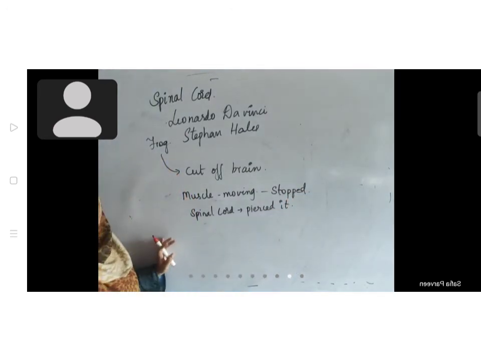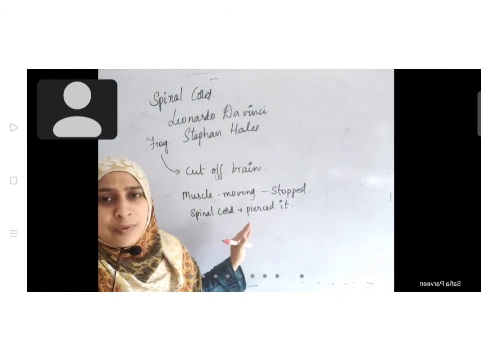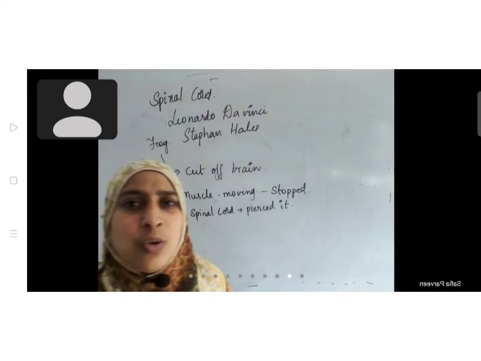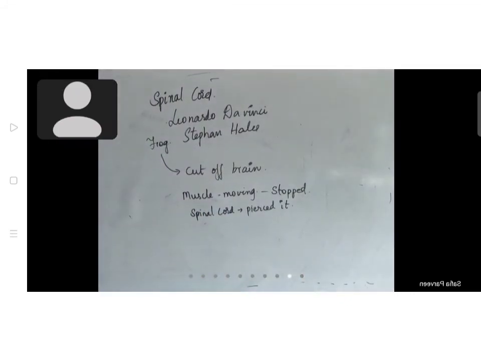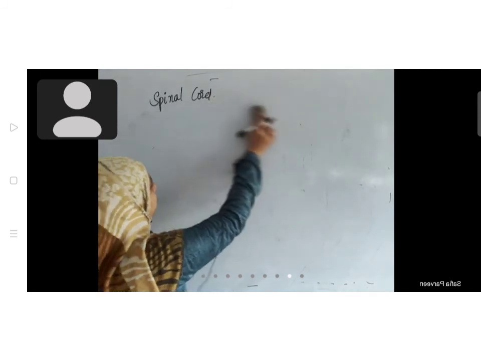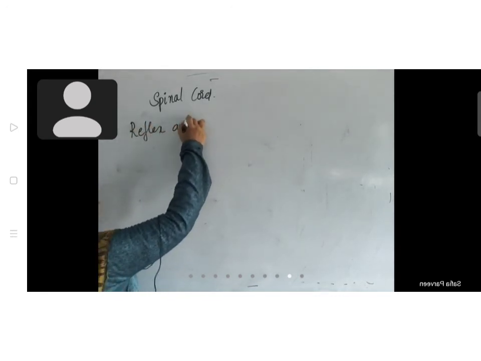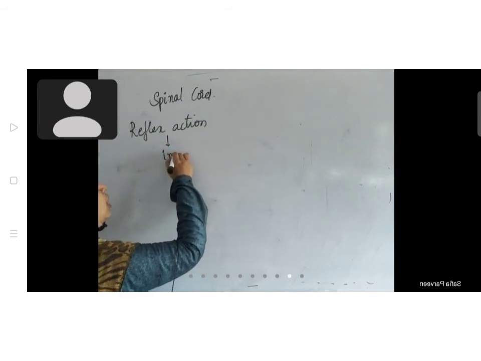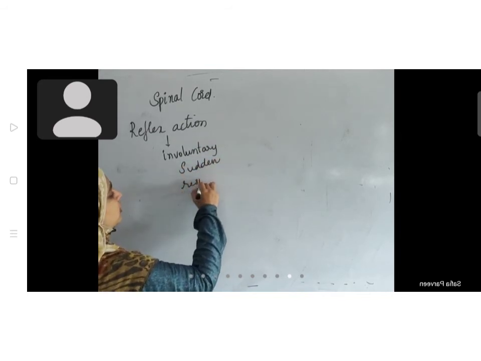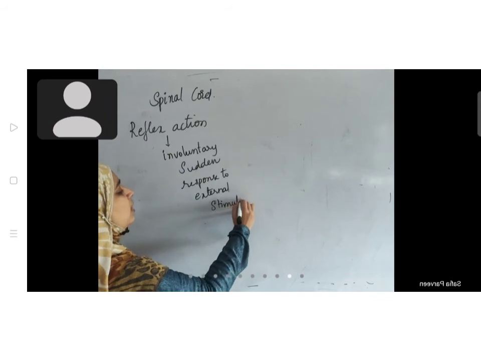So what they understood is that all our body functions are not under control of the brain. There are certain functions which are under control of only the spinal cord, where the brain is not involved. Such type of reactions are called reflex actions. A reflex action is an involuntary, sudden response to external stimuli.